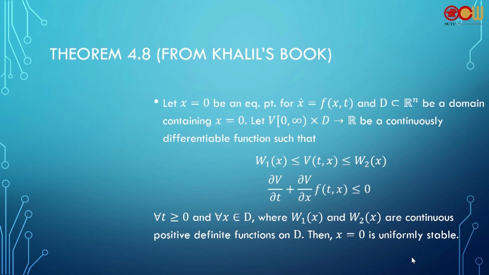Now, Theorem 4.8 is from Khalil's book. Given some x = 0 to be an equilibrium point for some nonlinear dynamics, D is the domain for the first argument x containing the origin. Then we choose a V function that maps from this domain to the R domain because it's a scalar function. And V has to be continuously differentiable. Otherwise, the solution might not exist, or might not be unique.